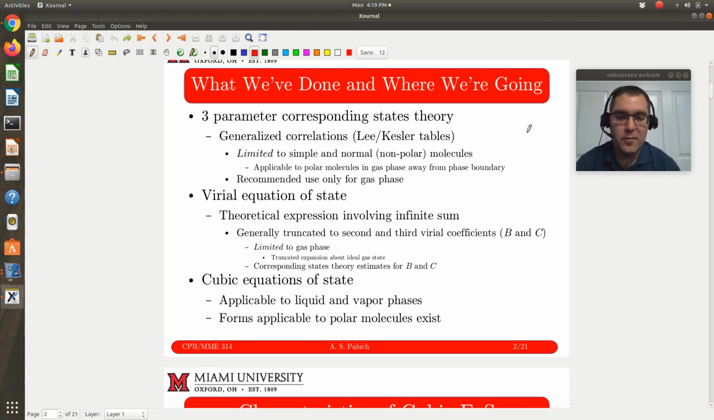But in general, if you want to model something more complicated, you would use an alternative equation of state. Okay, so cubic equations of state will be introduced here. They're going to be analytic methods which are capable of modeling liquids and vapors, so they're going to have a much broader range of applicability.